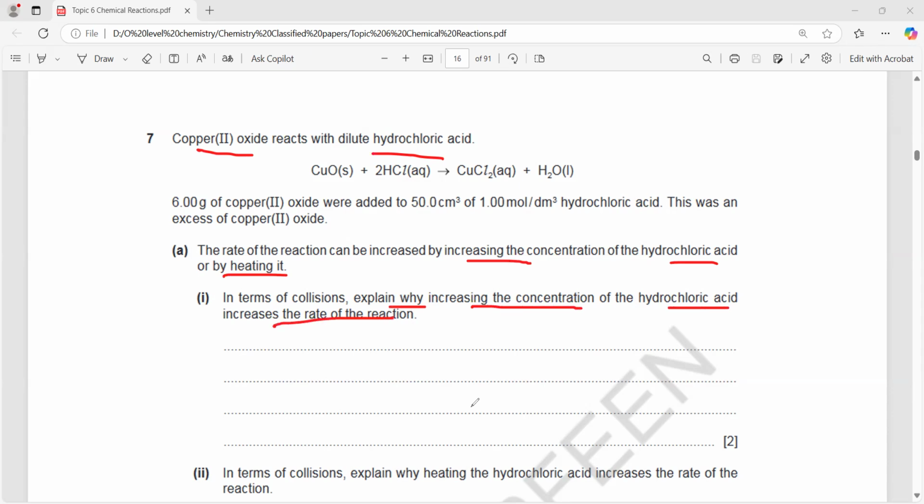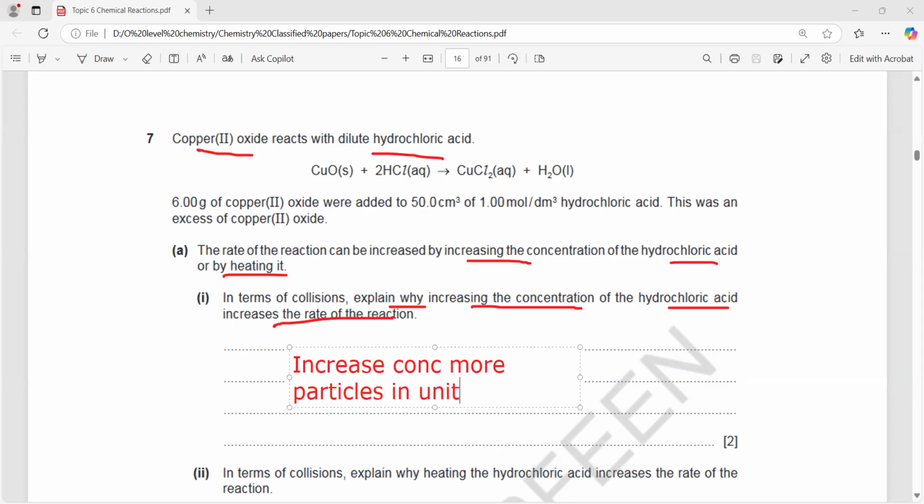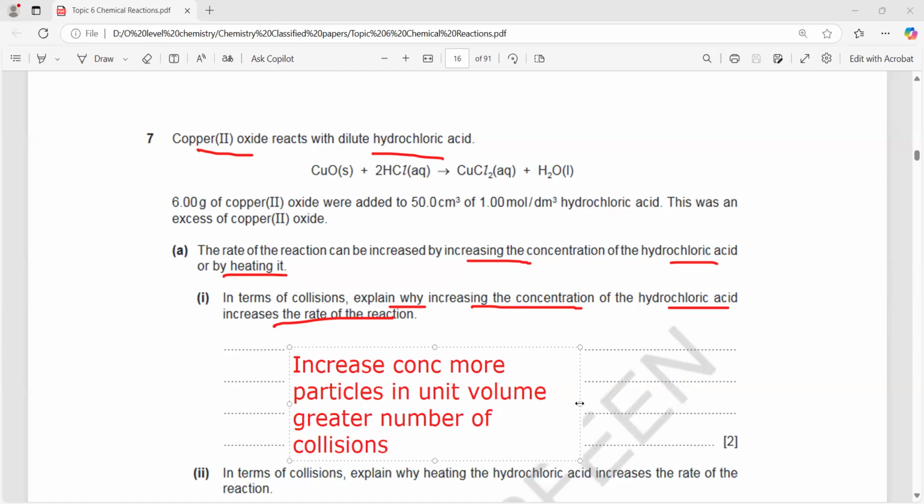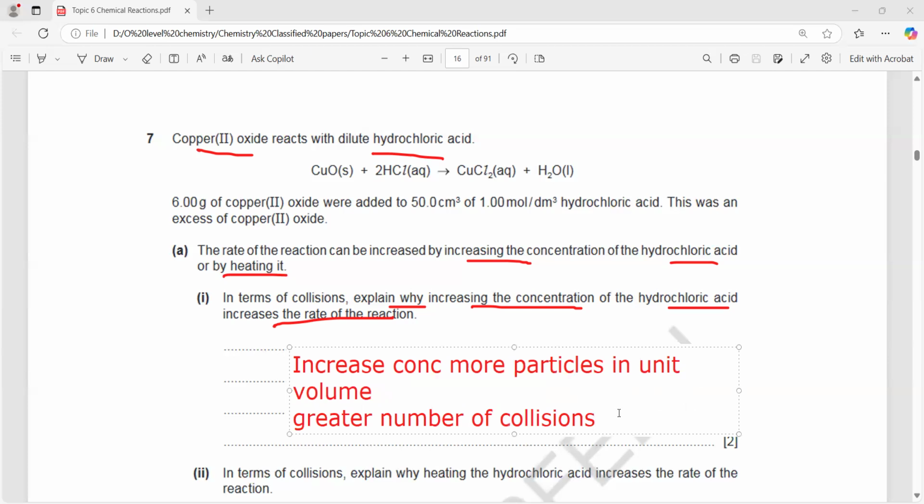the rate of reaction. So when we increase the concentration, why does the rate of reaction increase? First thing, when you increase the concentration, more collisions. Good. Increasing concentration, there are more particles in unit volume, so more collisions. If there are more particles in unit volume, they will have a greater number of collisions. So as they will have a greater number of successful collisions, it will have a faster rate.